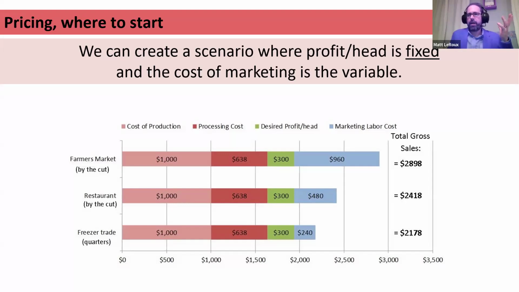So I'm going to put that higher marketing cost into my pricing, and I need to gross $2,898 on animals that I sell through the farmer's market by the cut. I can charge less to my wholesale customers with the 2,418 because it takes me less time. They place their orders online. I pack them and deliver them. It's a lot less time for me.